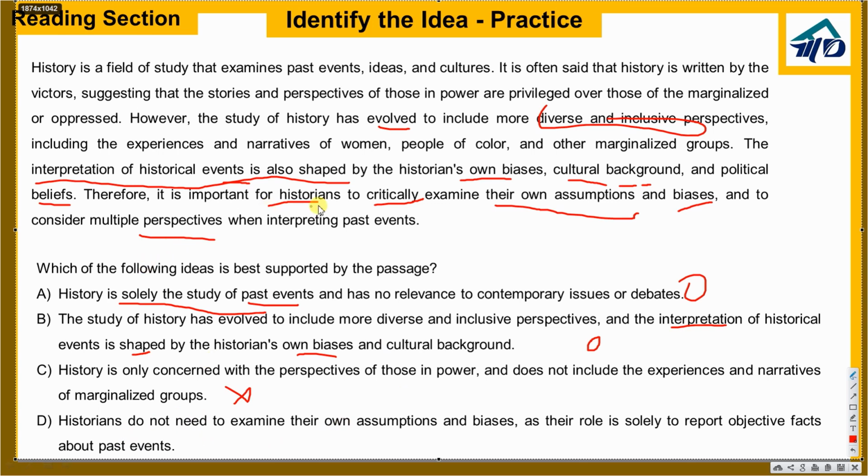No, it is important for historians to critically examine their own assumptions. They are saying examine. Here it says they do not need to, so eliminate it. Now I am left with two, A and B. In A they are saying it is the study of past events, ideas, cultures. Here they're saying only past events and no relevance to contemporary issues or debates. So this sentence is not there in the paragraph. Out of A and B, I will go for B only.